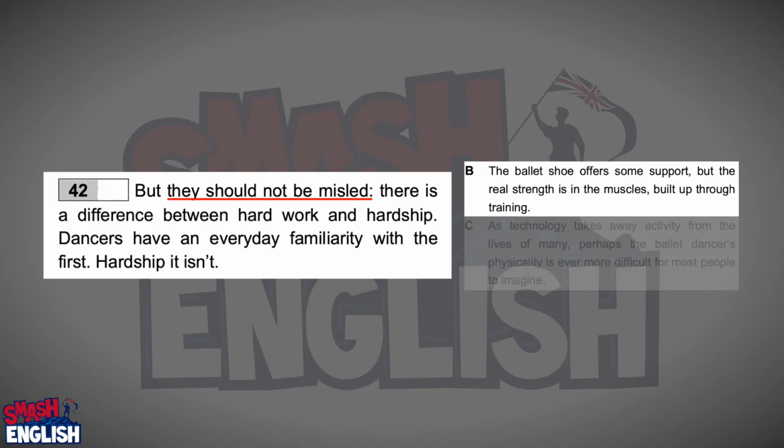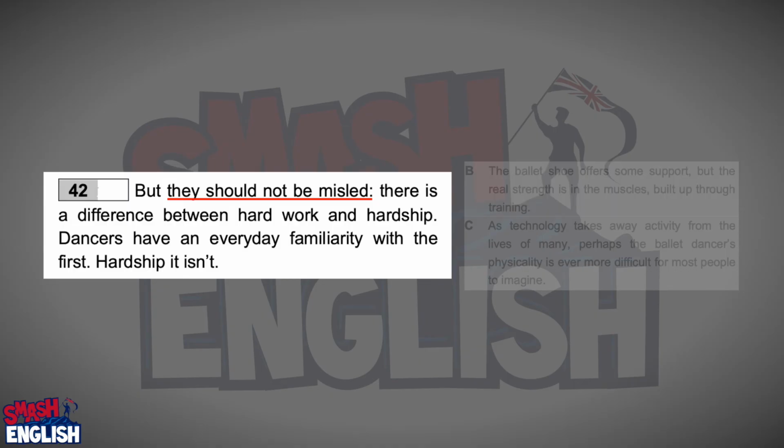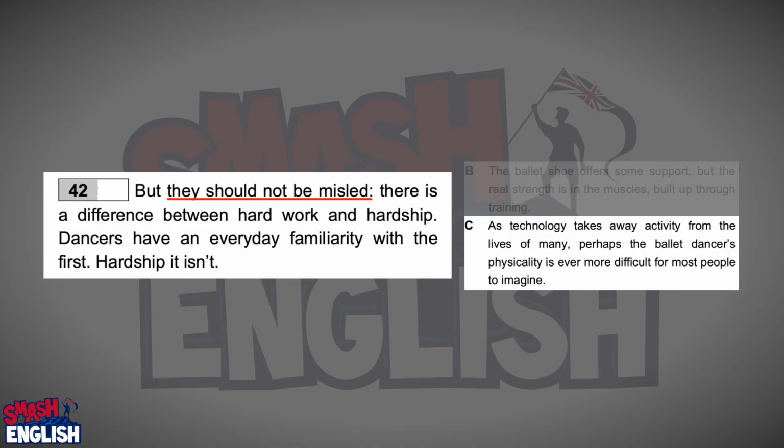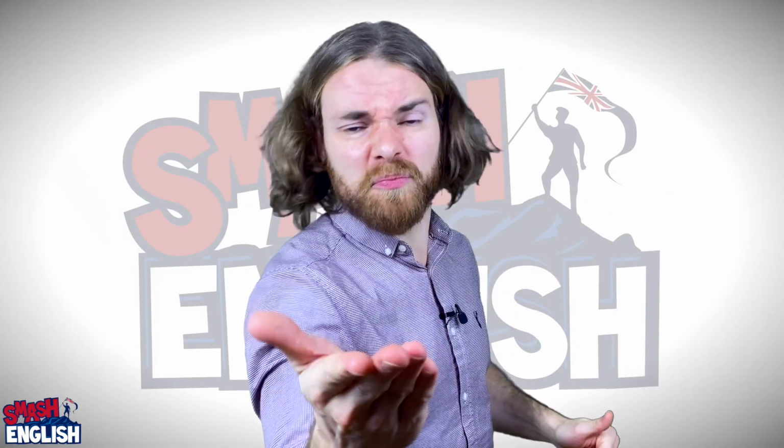Let's look at B. Could they refer to the ballet shoe? Well, no, because the ballet shoe is singular. What about the muscles? Well, grammatically it's possible, however a muscle cannot be misled, so no. So what about C? They could refer to most people, and people can be misled, so yeah, the answer must be C. And with that, we are finished.